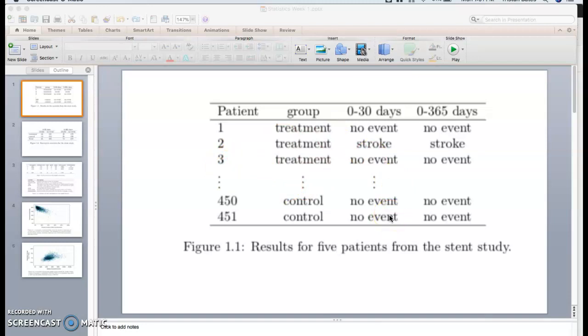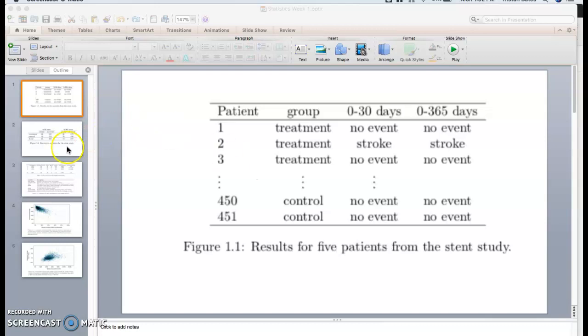This is a lot of information thrown at you at once, right? Because we have all 451 patients, or we would in the actual data set, and we would have the groups they're in and whether or not they had a stroke. Usually we don't want to do that. We don't want to have all of the different cases laid out like this unless we're working with the raw data.